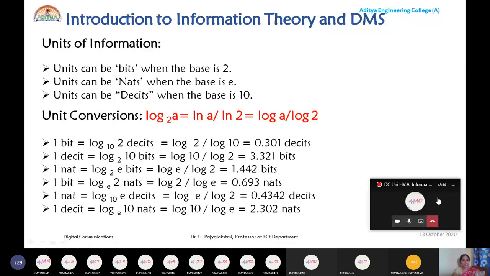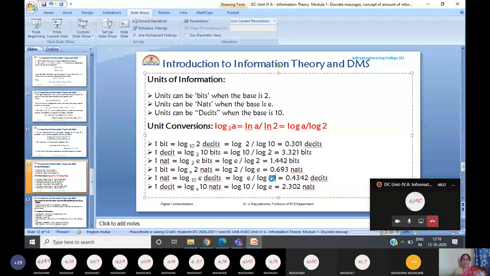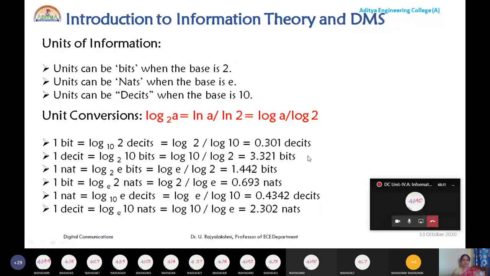That is log e by log 10. Okay, very good. Similarly, check for one decit into nats. One decit is log 10 base e nats, that is log 10 by log e. 2.3025, okay.